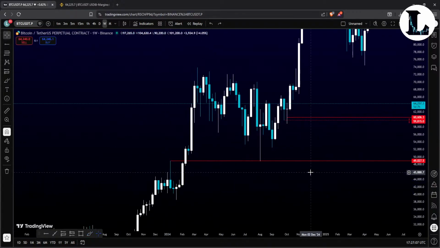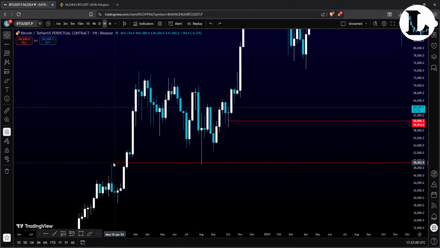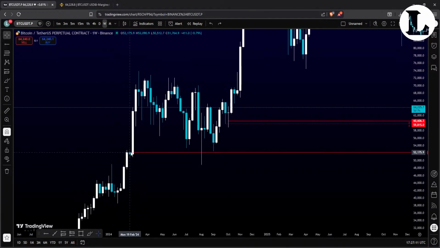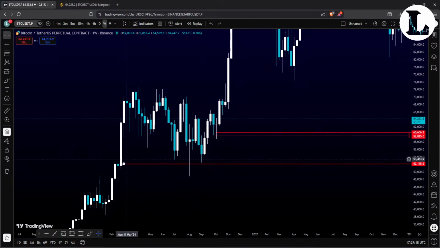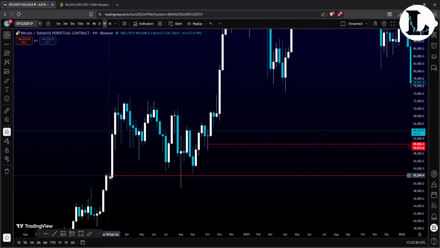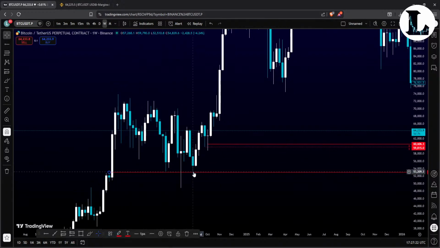So just for you guys to understand that we have a trail here, you could even consider this one as a trail. You can see we kind of break a little bit that support, okay, but we kind of hold that on the second test, okay. So this is probably a really strong support on the weekly, okay.